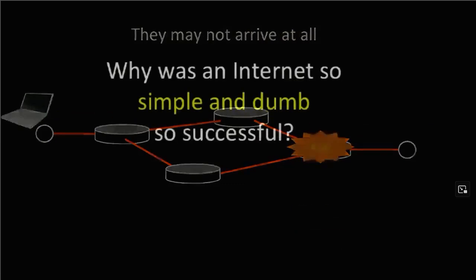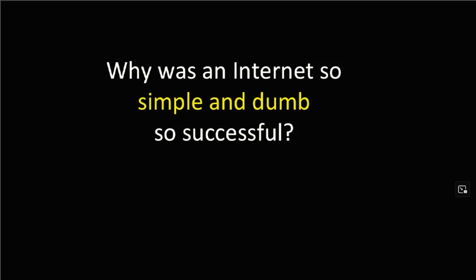So why was it that an internet that is so simple and so dumb, so successful? Well, it turns out, by luck, by happenstance, by some extraordinary visionary pioneers in the 1960s, that the internet was successful entirely because it was so simple and dumb.